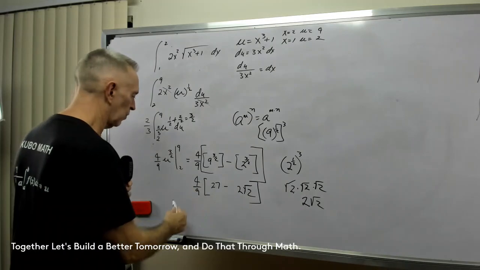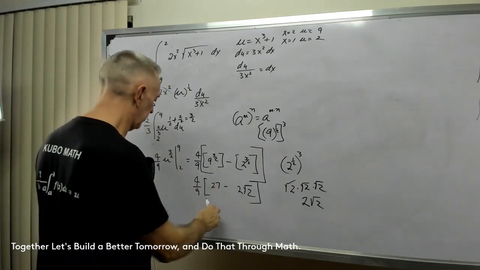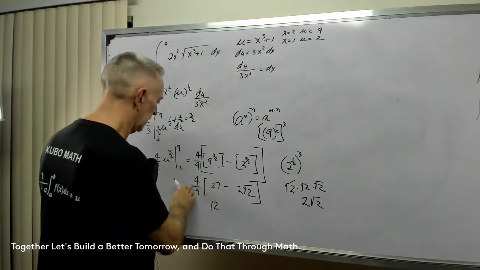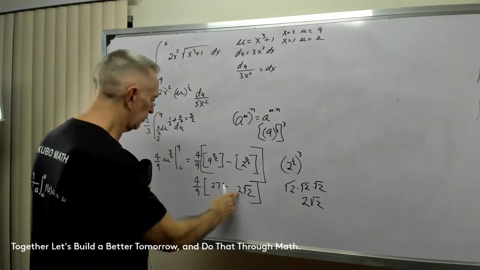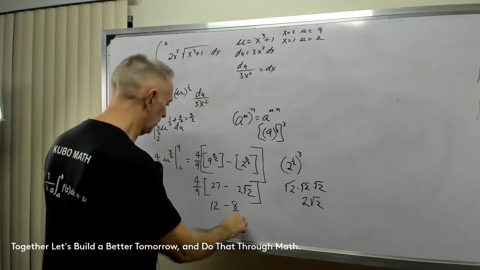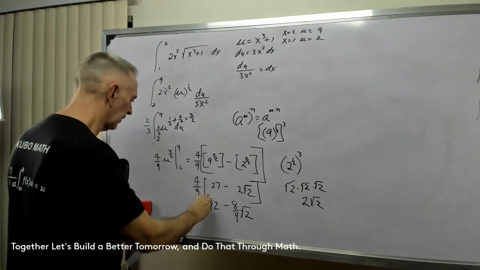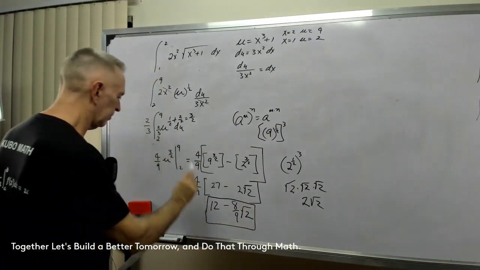Okay, times 4 over 9. So 27 divided by 9 is 3. 3 times 4 is 12. Now 4 over 9 times this, 2 times 4 is 8. So I have 8 over 9 square root 2. And that would be the answer.